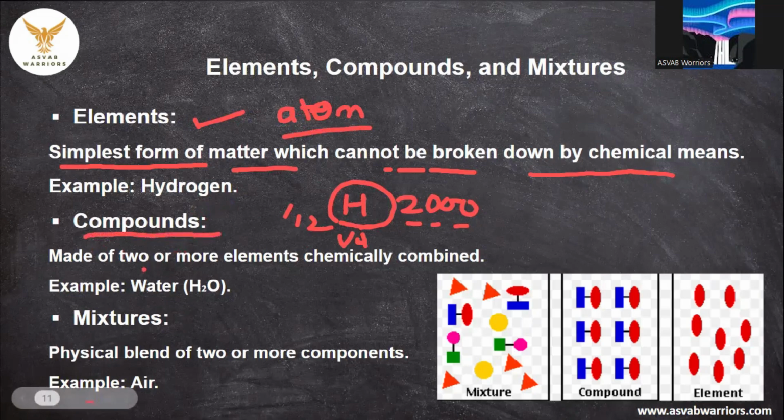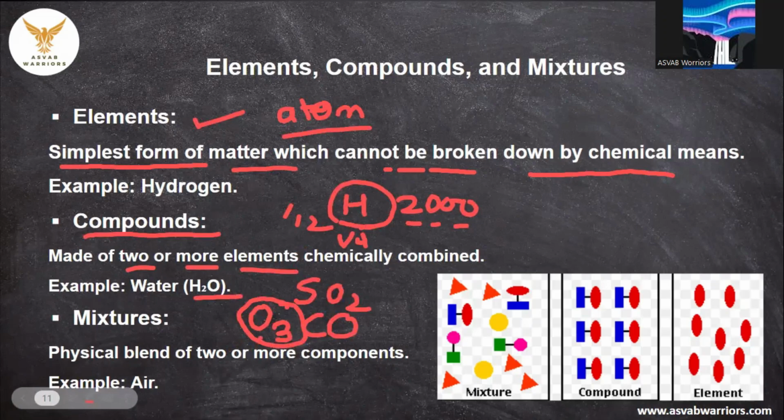Next is compound. These are made up of two or more elements that are chemically combined. An example is H2O. Even sulfur dioxide is another example. Carbon monoxide is one of the examples. Then there is O3, where 3 oxygen atoms are combined, right? So here this is also a kind of compound. This is a homogeneous kind of compound where all the atoms are of the same type.